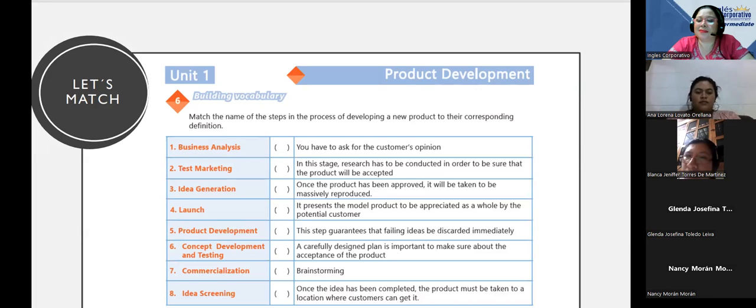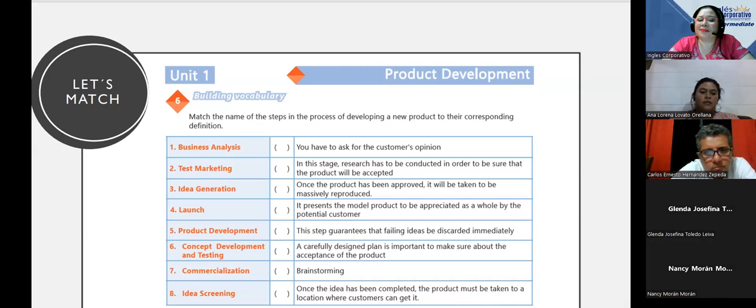Oh, I don't understand. The first one is business analysis. Which one of this? Of the options? Number five? Maybe. This one. Number two. It is stage research. Wait. Business analysis, this step guarantees that failing ideas be discarded immediately. Maybe. I think that is the idea screening.